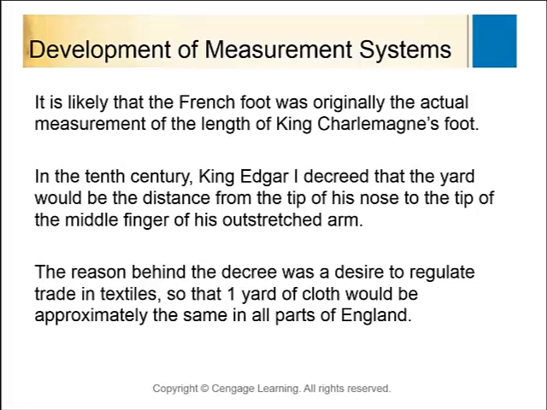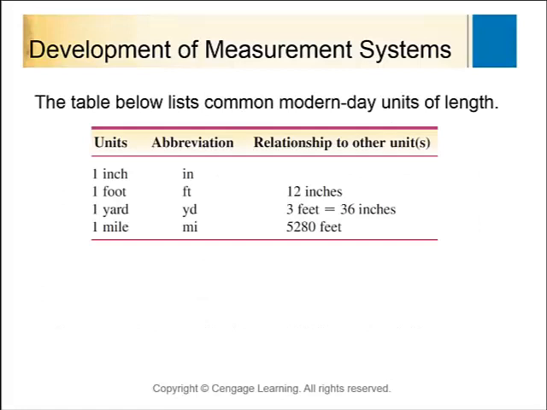But what happened with this varying type of measurement was that people would get cheated. If you bought something, you would want 1 yard in one place to be the same as 1 yard somewhere else, and so it became unfair until we had standardized units of measurement. But here's our modern day United States version of our measurement system, what we still go by today.